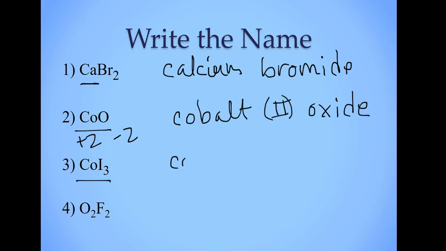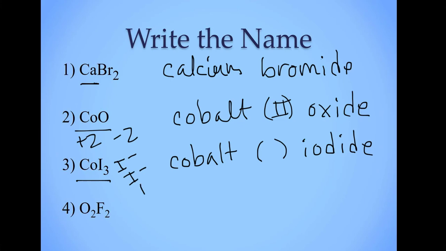All right, is there a metal? Yes, it's cobalt again. And it ends in iodine. So drop the ending and add IDE, so iodide, that is correct. We need to play detective. How many iodines do we have? We have 3. Each one is a -1. So that gives us a total charge of -3. That means my cobalt must be a +3. So this is cobalt 3 iodide.